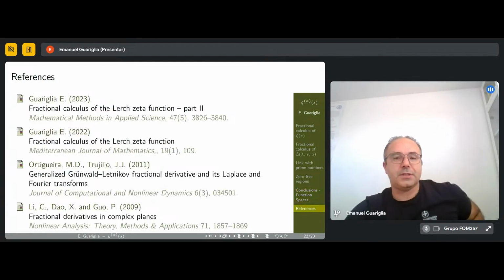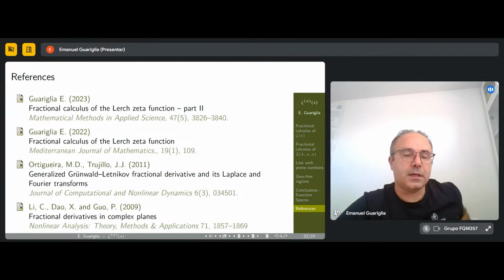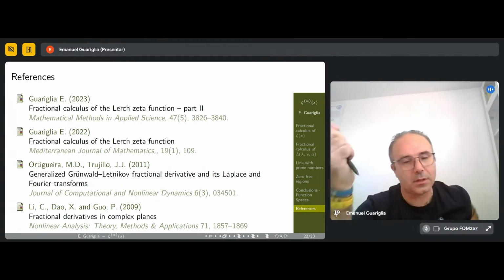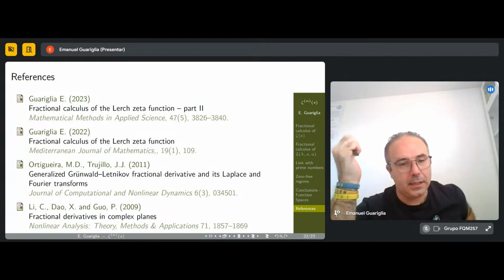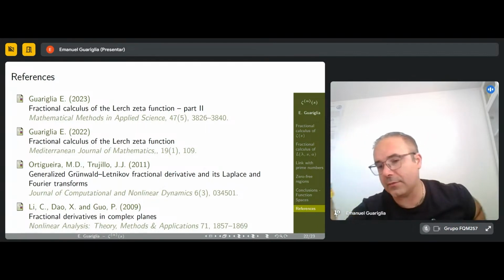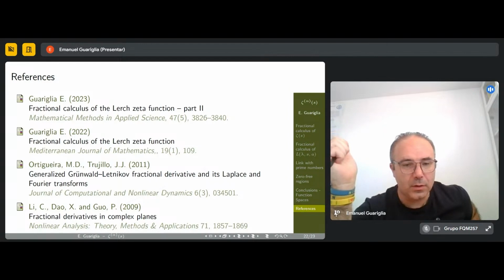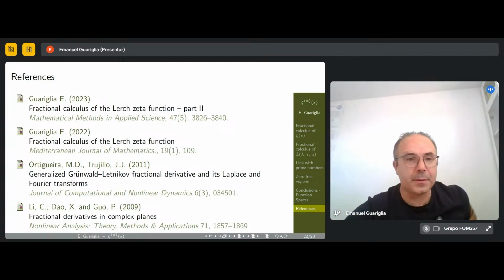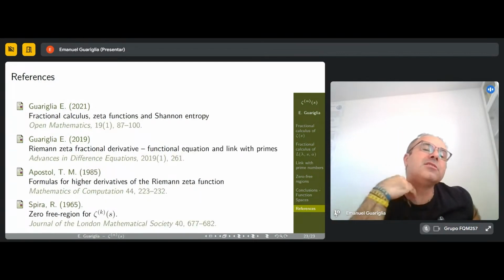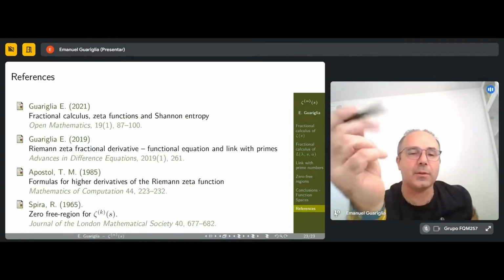Okay, so these are my references. You find the main results you saw in the first and second paper. If you want the definition of the Grünwald-Letnikov derivative in the complex plane, see this paper of Trujillo, or maybe better, the last paper of Li, Dao, and Guo for fractional derivative in complex space, and you find some results of the fractional derivative of the Riemann zeta function.